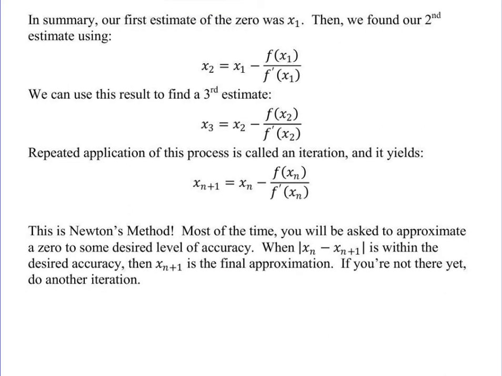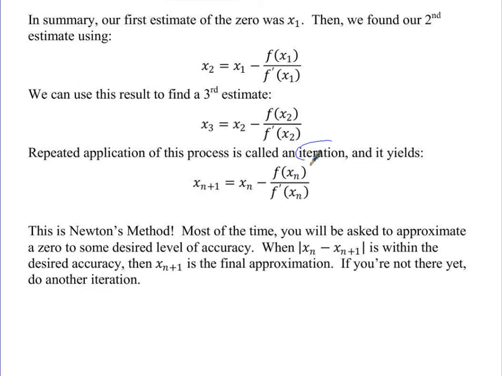So here's your summary. Your first estimate of the 0 was x1. That's the one you pick. Then you find your second estimate using x2 equals x1 minus f at x1 divided by f prime at x1. Then you use that result to find your third estimate. It would be x3 equals, and now you're using your x2 that you just found, x2 minus f at x2 divided by f prime at x2. And you can keep going forever if you wanted to.